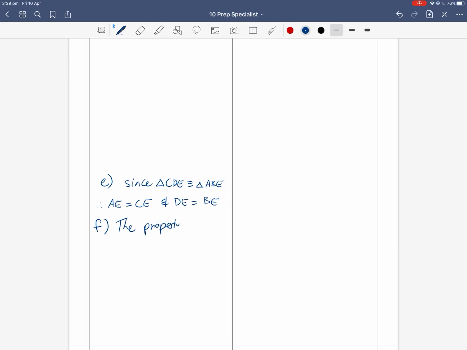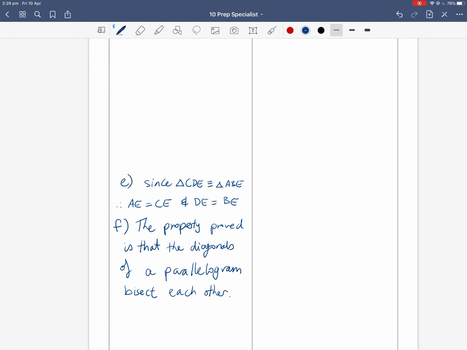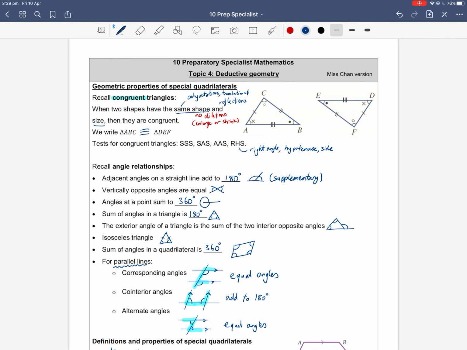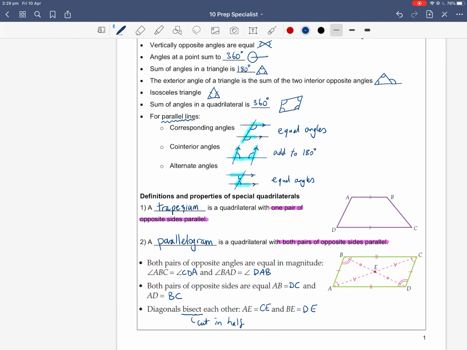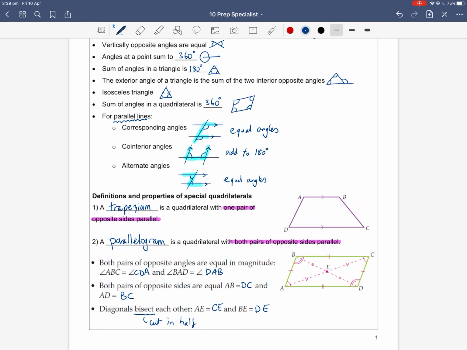So the property proved is that the diagonals of a parallelogram bisect, because they cut each other in half. And that was the third dot point that we proved for a parallelogram.